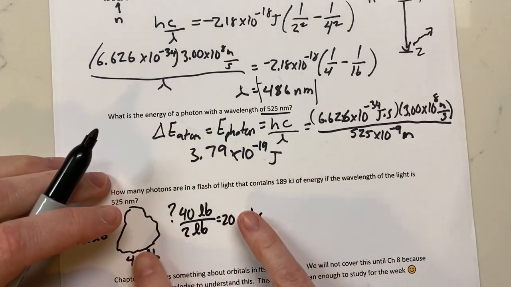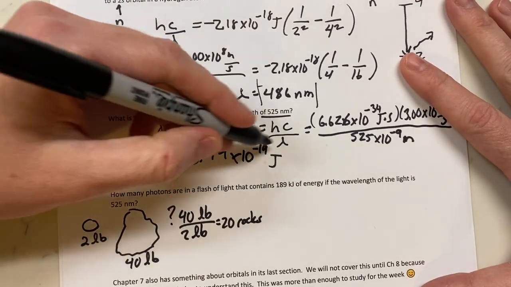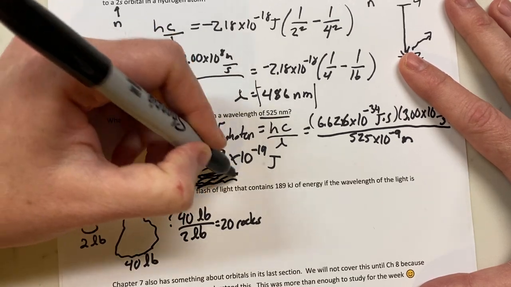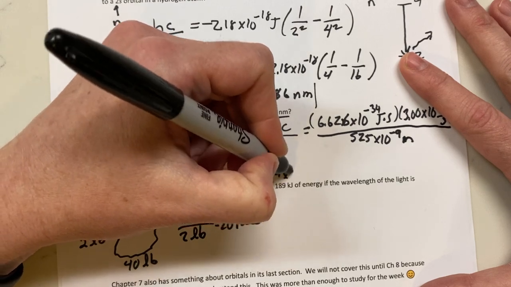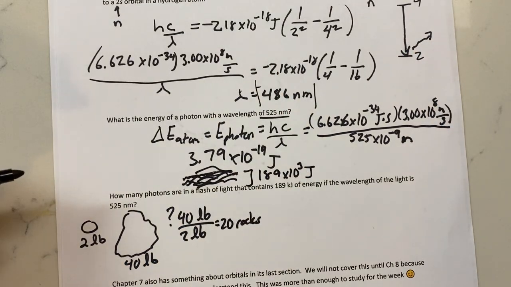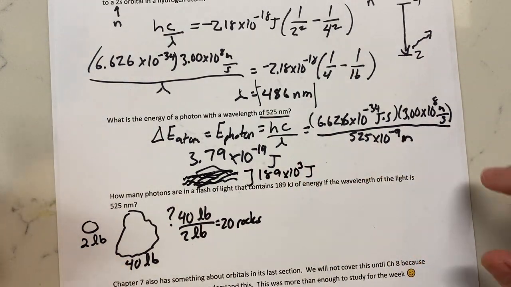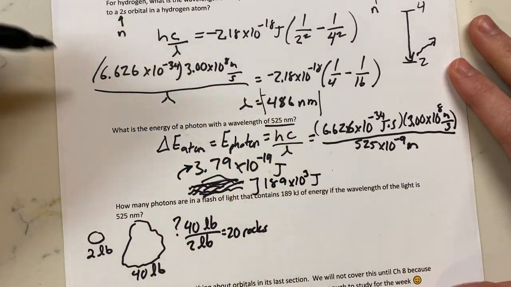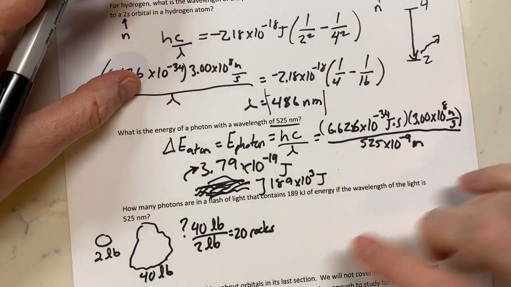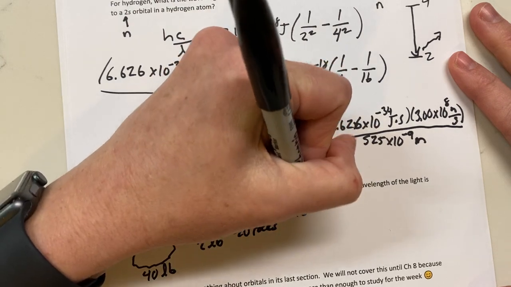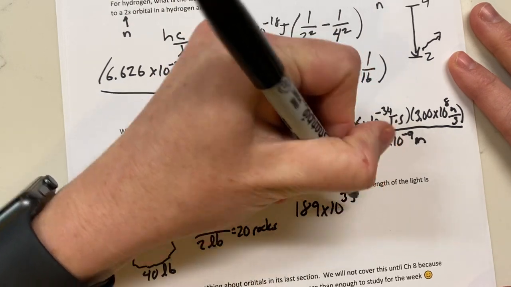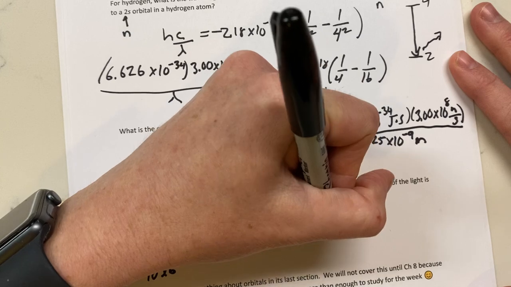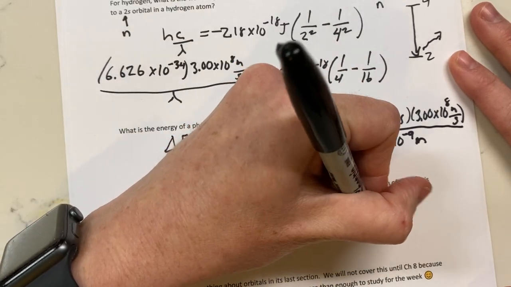That same exact principle can be used here. This was one measly photon, but if you have more and more and more of them, they give off 189 times 10 to the third joules of energy. The question is, how many are in there in total? You know that each one of those gave off this, but all together they're 189 times 10 to the third. So to figure out how many are in there, you take the biggest amount, 189 times 10 to the third joules, and divide it by the little guy, 3.79 times 10 to the negative 19 joules.